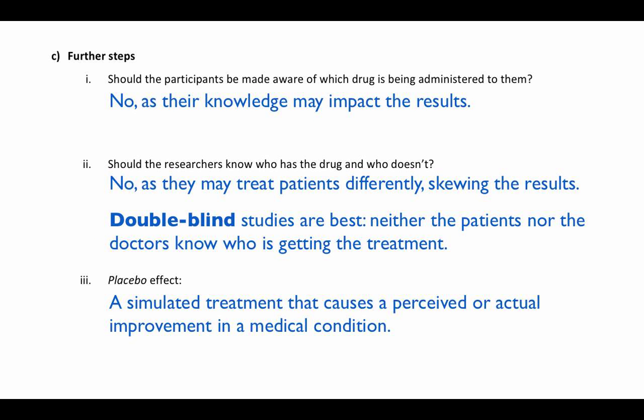All right, so the placebo effect is a simulated treatment that causes a perceived or actual improvement in a medical condition. Now, it doesn't just have to be a medical condition, but for this example, this was a medical example. Like if I've got a headache and I take a Tylenol for my headache and it makes me feel a little bit better, who's to say that if someone, instead of giving me a Tylenol, gave me a sugar pill, and I took that sugar pill and I went and sat down and relaxed, and then I started to feel better.